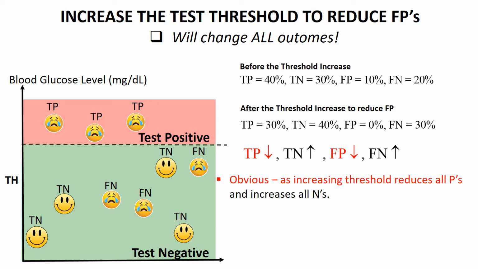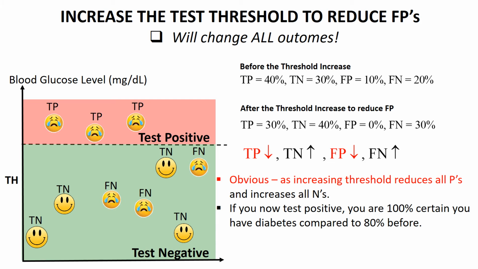So if you now test positive, at least you're 100% certain you have diabetes, compared to 80% before. So with this particular threshold, you can test with complete accuracy if you actually have the virus. If you come out positive, you know for certain you have it. Now that's not the same if you test negative.